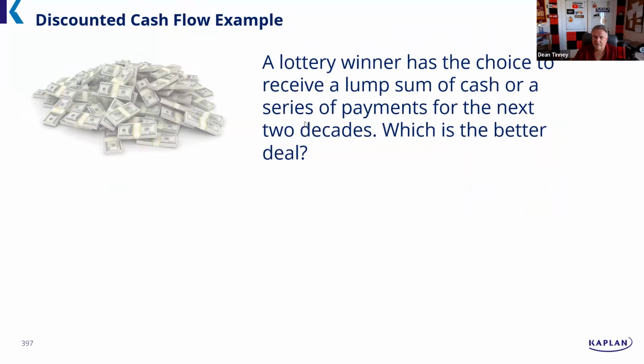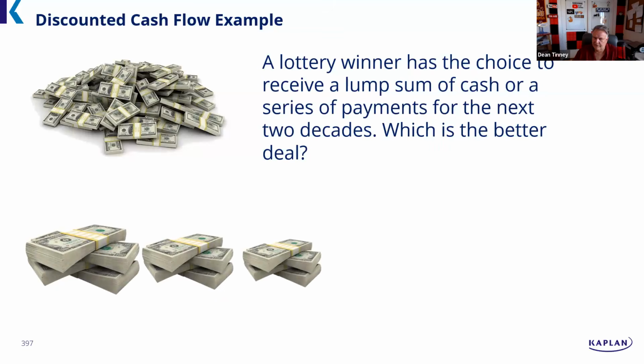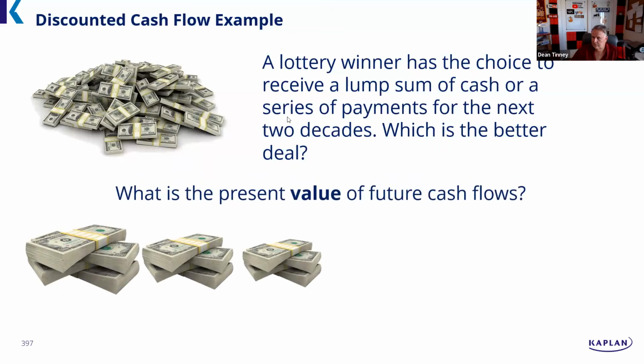This is the classical example of discounted cash flow. So, you win the lottery. And they say, Houston, what would you like? Would you like a lump sum, or would you like a series of payments for the next 20 years? You say, which is the better deal?